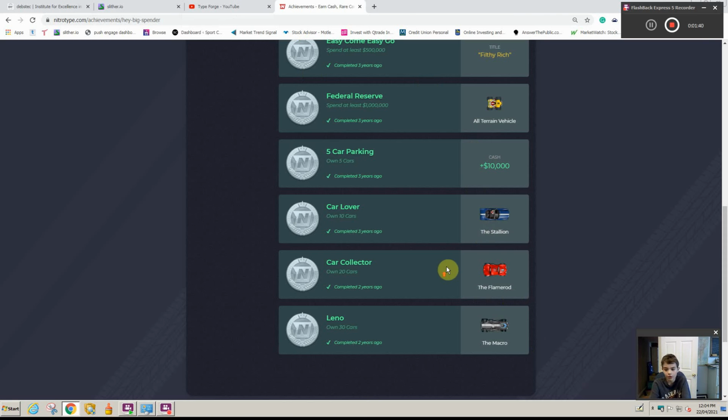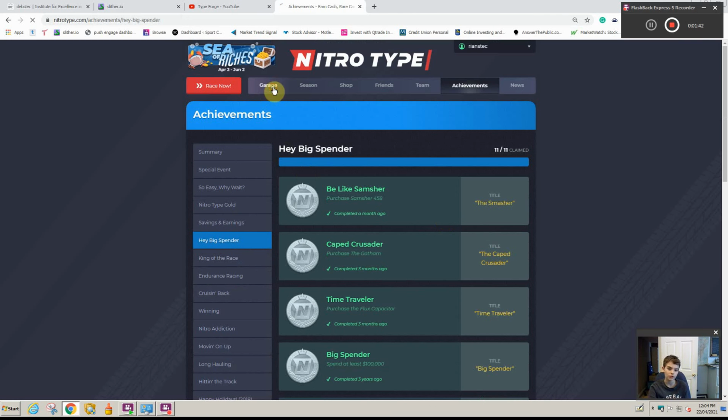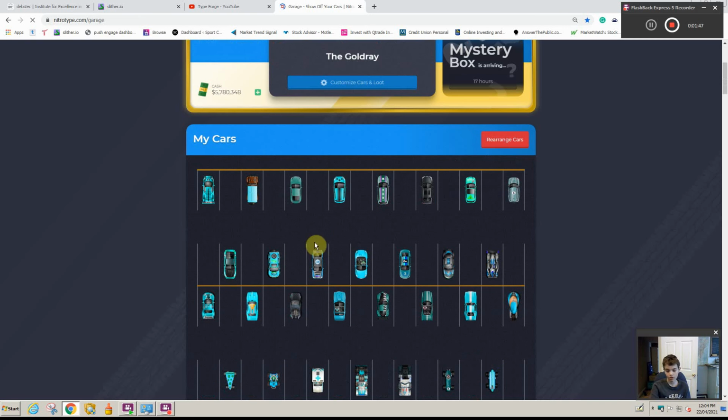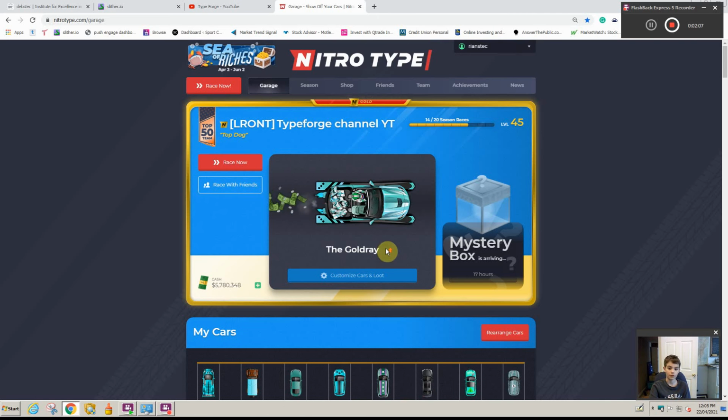That's 30 cars. Do you know how much that is? I actually looked over this, and 30 cars is this much. Look. 1, 2, 3, 4, 5, 6, 7, 8, 9, 10, 11, 12, 13, 14, 15. And 15 times 2 is 30. I think that is a very overrated car in Nitro Type. Energy.